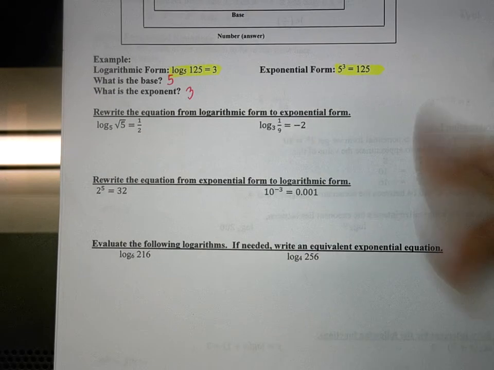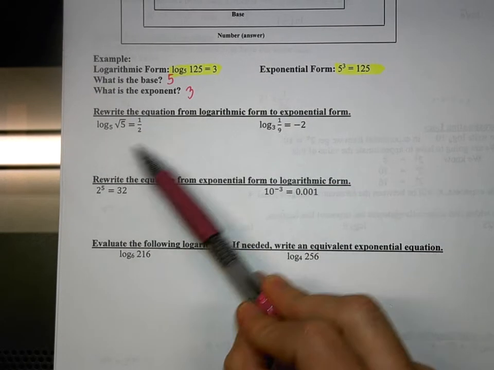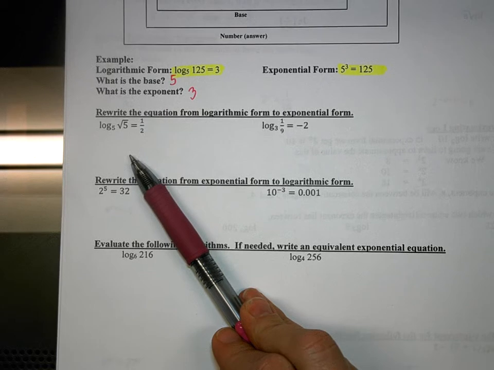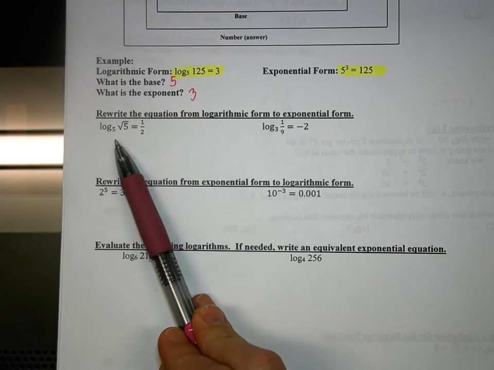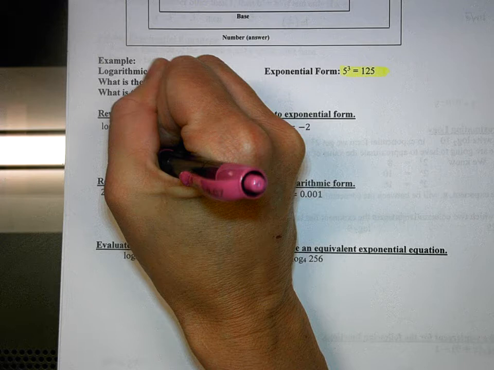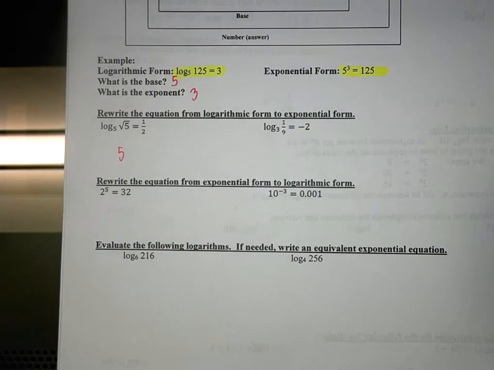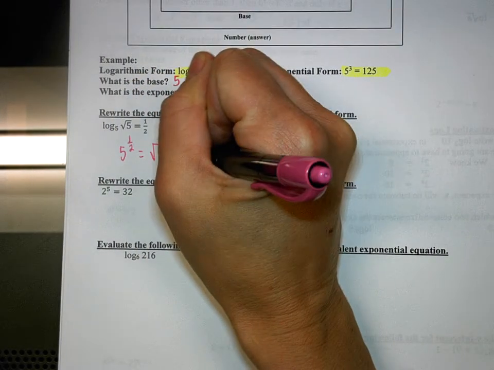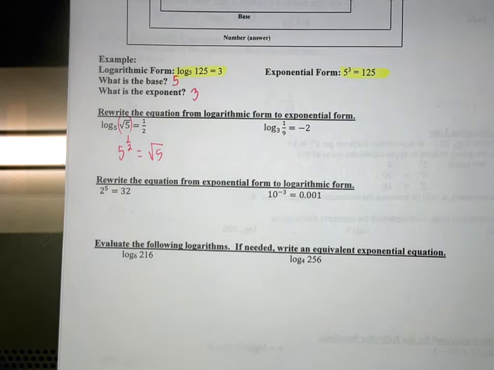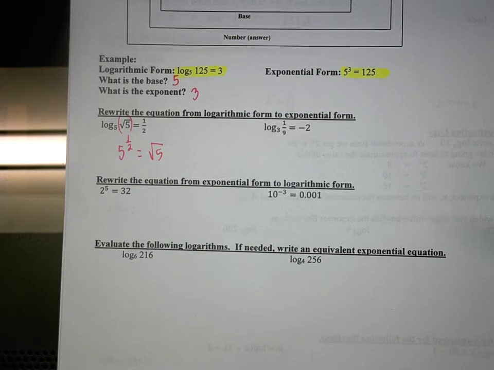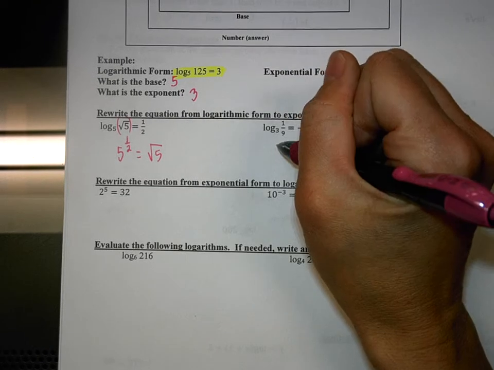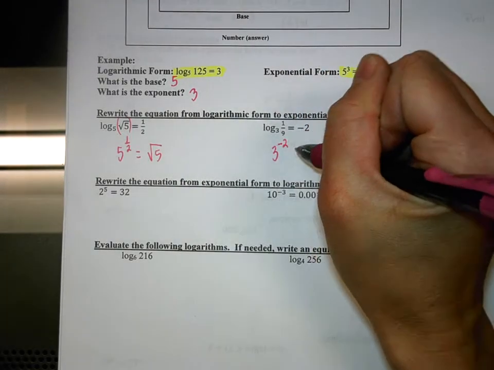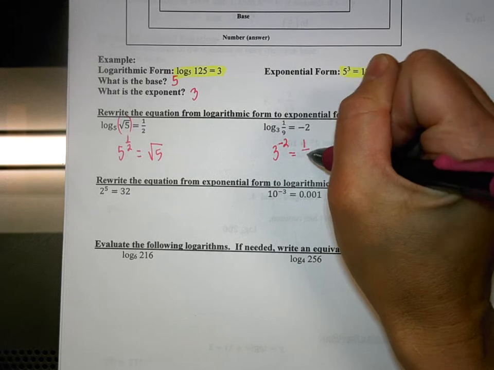Okay, and so these next examples, we just want to be able to rewrite these log functions as exponential functions. This one right here would be rewritten as the base would be 5. The exponent would be what? 1/2, good, equals, and then the answer is what's right here, which is root 5. Is 5 to the 1/2 power root 5? Yes. Okay, here. 3 to the -2 power equals 1/9.